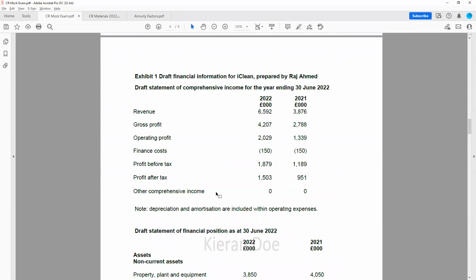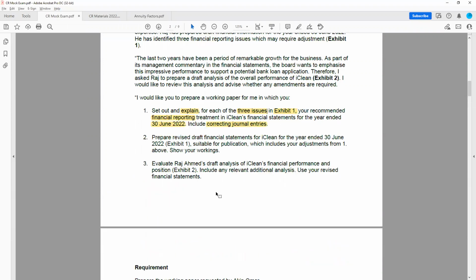And then we've got the draft financial statements in that same exhibit. For the second part of the question, it says prepare revised draft financial statements for ICAEW for the year ended 30th of June 22, Exhibit 1. So we need to revise the draft financial statements suitable for publication, which include your adjustments from part 1 above, show your workings. Again, a very typical question. For the first part, you have to explain the FR treatment of a series of issues. And then for the second part, you have to revise the draft financial statements, which kind of makes sense really.